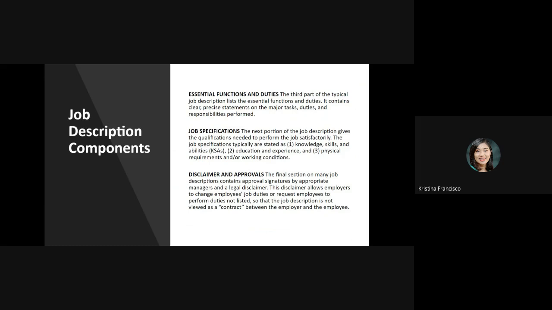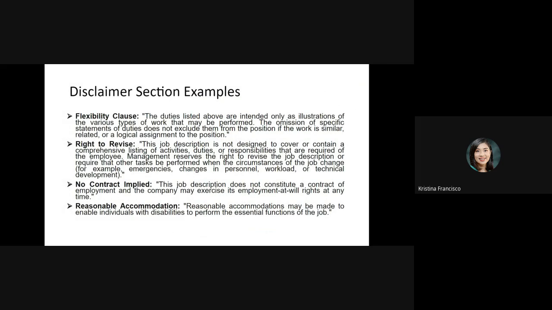or outside. And of course, we have the disclaimer and approval, which is the final section of the job description. This section states that the job description may change and doesn't list all possible tasks. It often clarifies that the job description is not a job contract and allows management flexibility. So these are the examples of your disclaimer section.